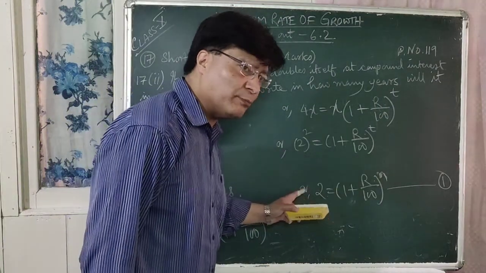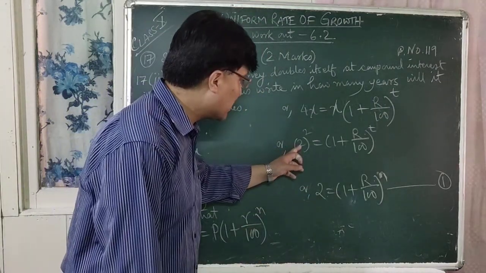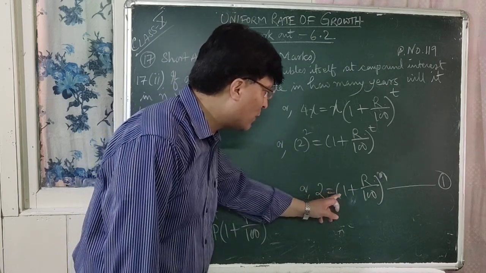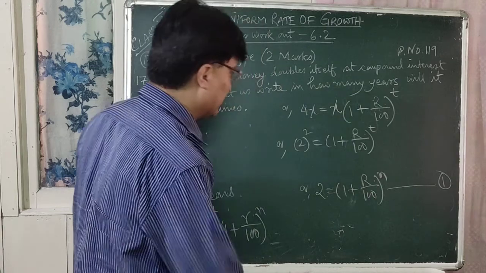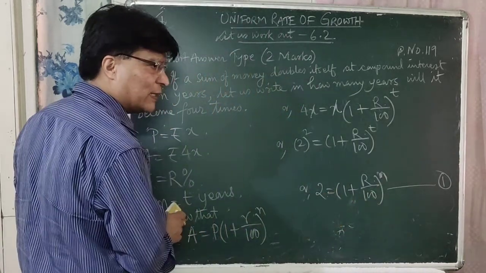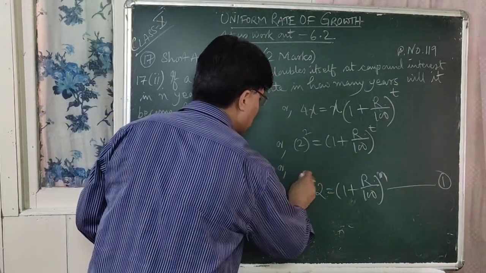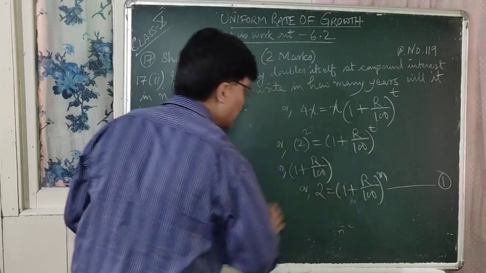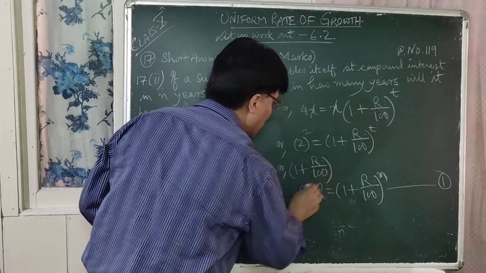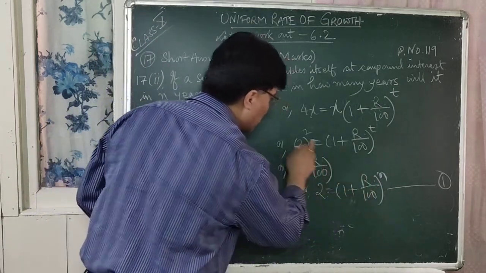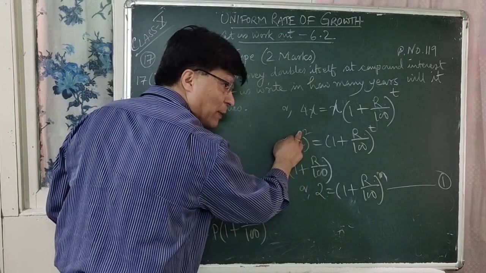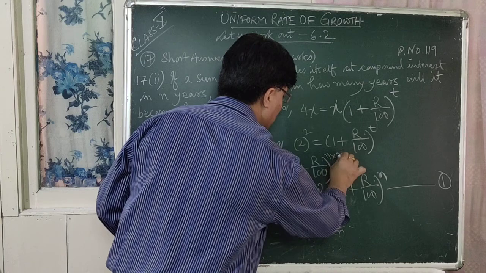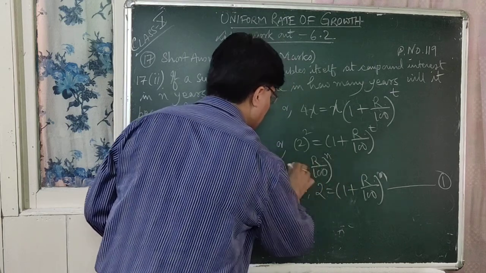Now from 1 you can put the value for 2, since it is written as 2 whole square, right? 2 is equal to what? 1 plus R upon 100 whole to the power n. You can use this value, right? Or instead of 2, what do we write? 1 plus R upon 100 whole to the power n. Again 2 is there in the power. You can multiply this 2, isn't it? So n into 2.